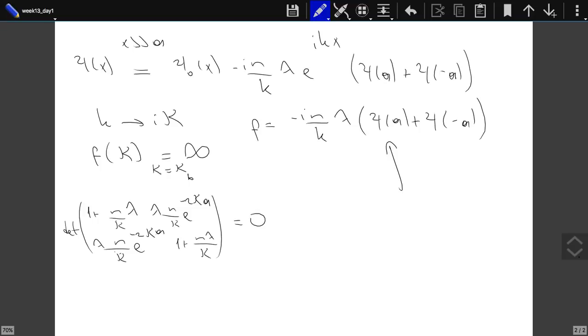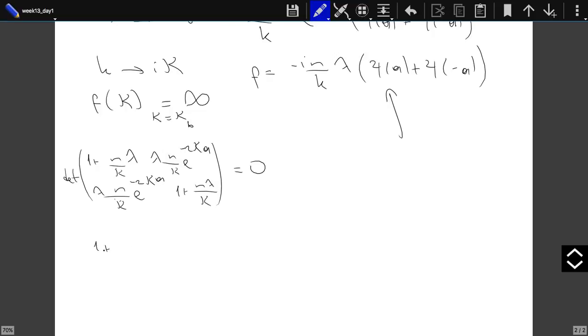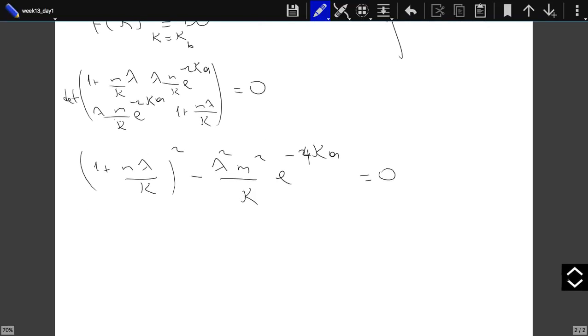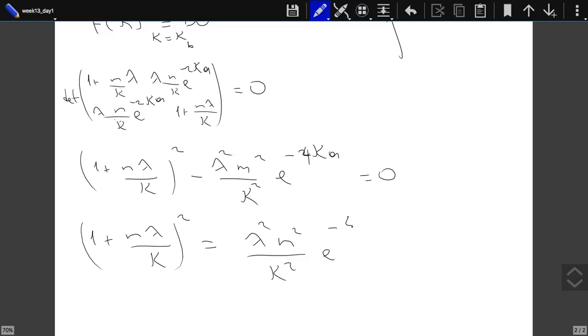Well, let's calculate that determinant. We have 1 plus m lambda over kappa squared minus lambda squared m squared over kappa squared times e to the power minus 2 kappa a minus 4 kappa a. This should be equal to 0. Or 1 plus m lambda over kappa, squared, should be equal to lambda squared m squared over kappa squared e to the power minus 4 kappa a.